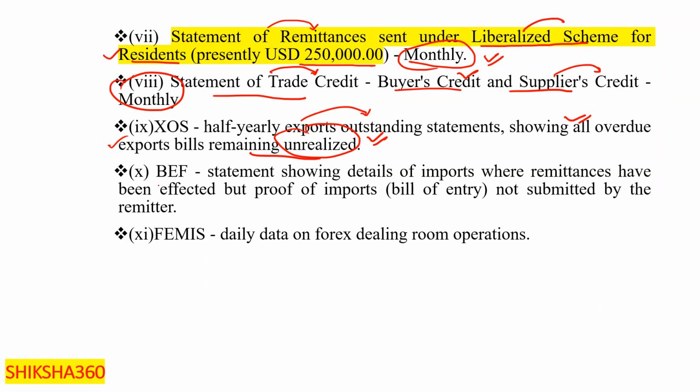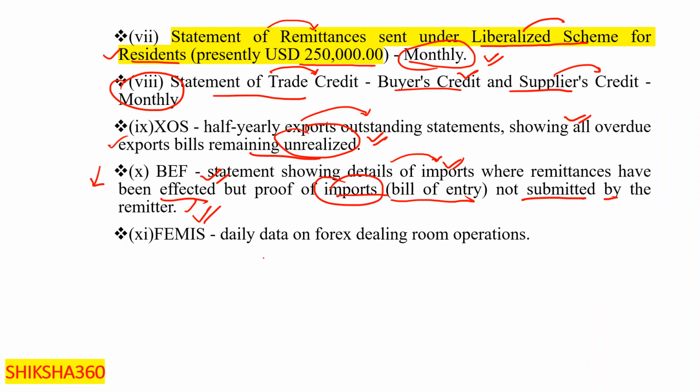The next statement we have to discuss here is BEF. It is a statement showing details of imports where remittances have been effected, but proof of imports, that is the bill of entry, is not submitted by the remitter. That is known as BEF.